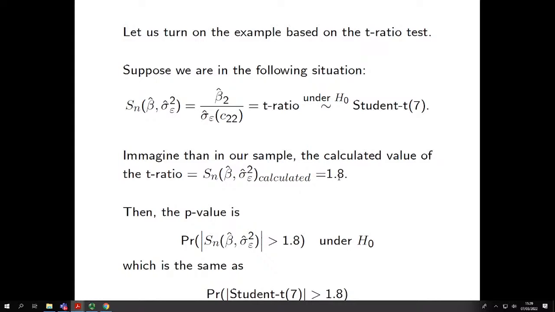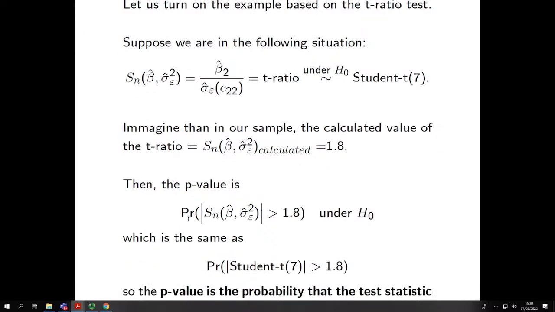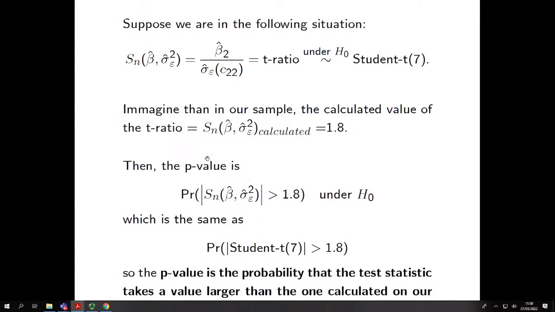Now, the p-value is the probability that the t ratio, my test statistic in absolute value, is larger than, say, the value of the test statistic observed on my sample. So it is the probability that a student t with 7 degrees of freedom is larger than 1.8. So the p-value is simply a probability taken from the tails of a distribution.